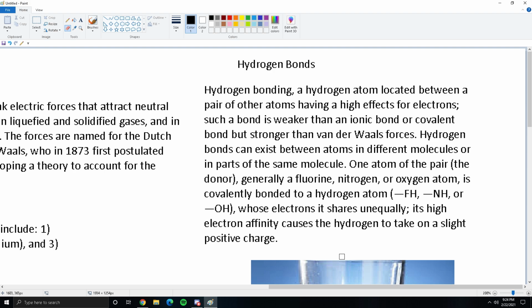So as you guys can see, fluorine, nitrogen, and oxygen atoms all combine together with a hydrogen atom. As you used this word earlier, they're covalently bonded together to make a hydrogen bond. So yeah, that's how you make it. Fluorine, nitrogen, and oxygen atoms bonded with hydrogen.